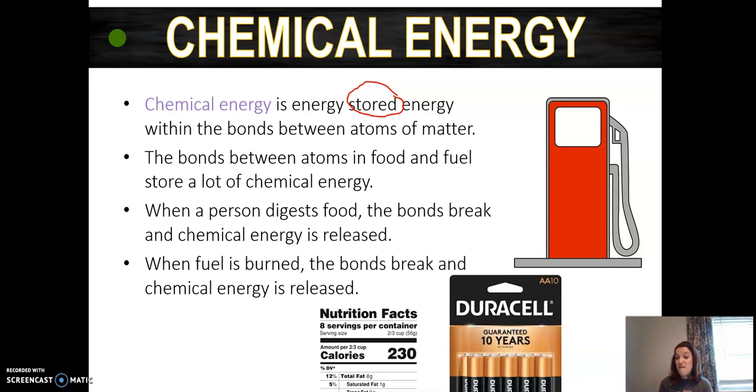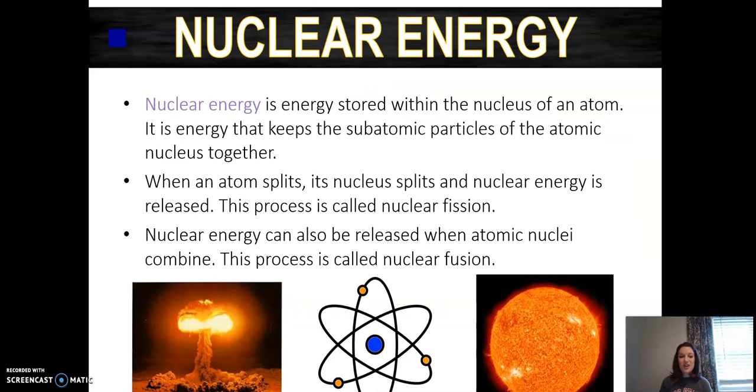Same idea with batteries. Batteries sitting on a store shelf, pretty unimpressive, but there's a lot of stored chemical energy inside, and it is released when you connect the battery into a toy, a video game controller. And gasoline at a fuel pump. Gasoline is not doing very much stored at the gas station. However, when you put it into your car engine and you burn the fuel, you are releasing the stored chemical energy.